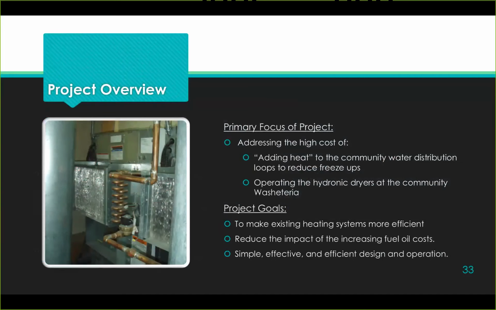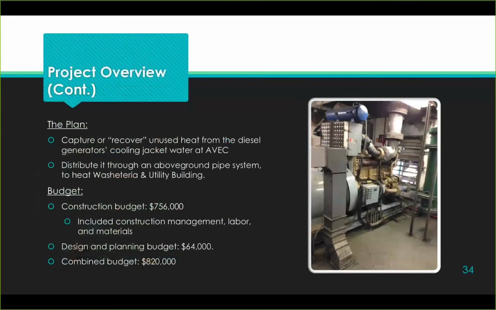Those hydronic dryers are very costly for fuel. So the project goals were to make the heating systems more efficient, to reduce the impact of the increasing fuel oil costs, but it was really important to the community and the end users that it be a simple, effective, and efficient design for operation. So the plan was to capture and recover the unused heat from the diesel generators, from the cooling jacket water at the AVEC power plant, and distribute it through an above-ground piping system in this case to heat the Washateria area and the utility building which held the water treatment.